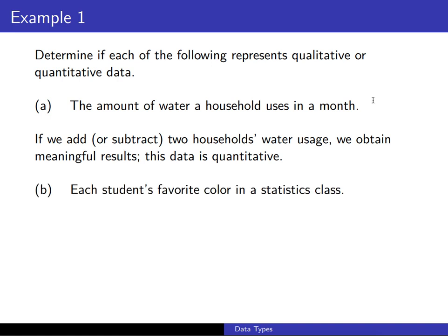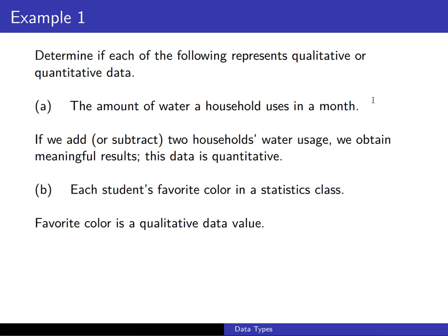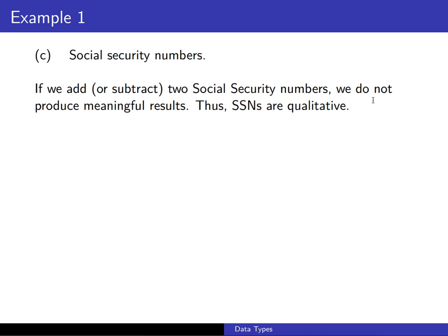Part B, each student's favorite color in a statistics class. Well, hopefully, things like red and blue and all that stuff. That's definitely qualitative data, not numeric in the least bit. Part C, social security numbers. Well, if we add or subtract two social security numbers, we don't produce meaningful results, much like with zip codes. So social security numbers are, in fact, qualitative.